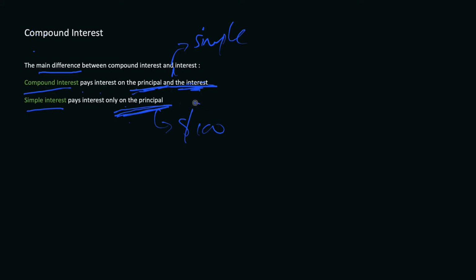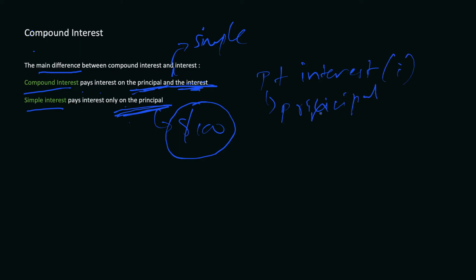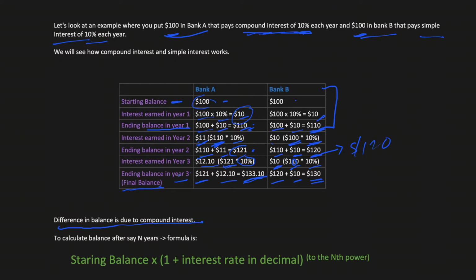In simple interest, interest is always calculated on $100, whereas in compound interest, interest is calculated on both principal plus the interest. So P is principal, and interest is nothing but I. Great. So we don't have to go over each and every step for any problem. We have a simple formula that can help us to calculate the final balance, or ending balance, for any number of years.